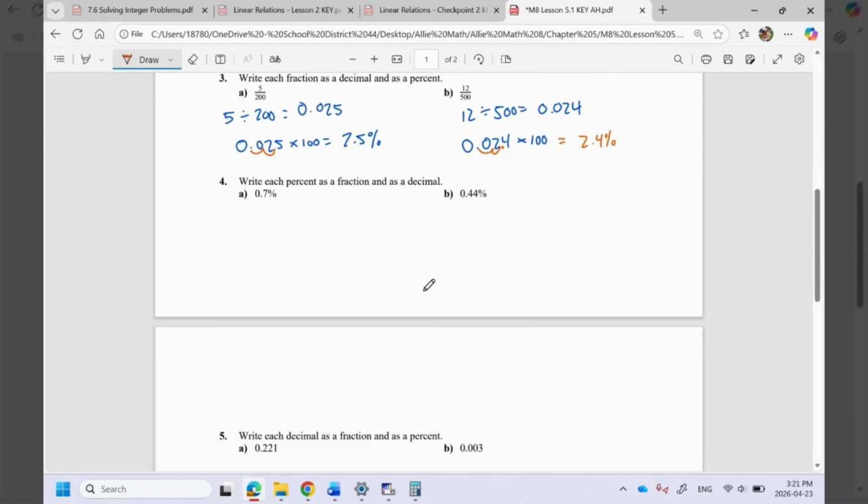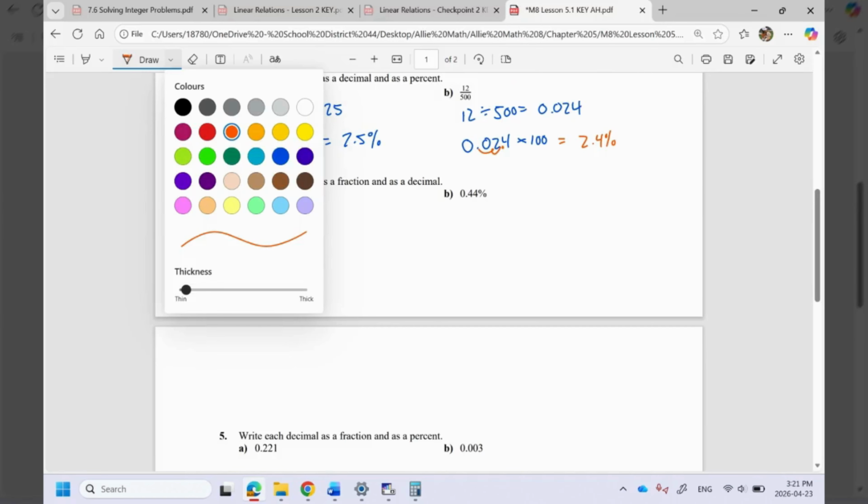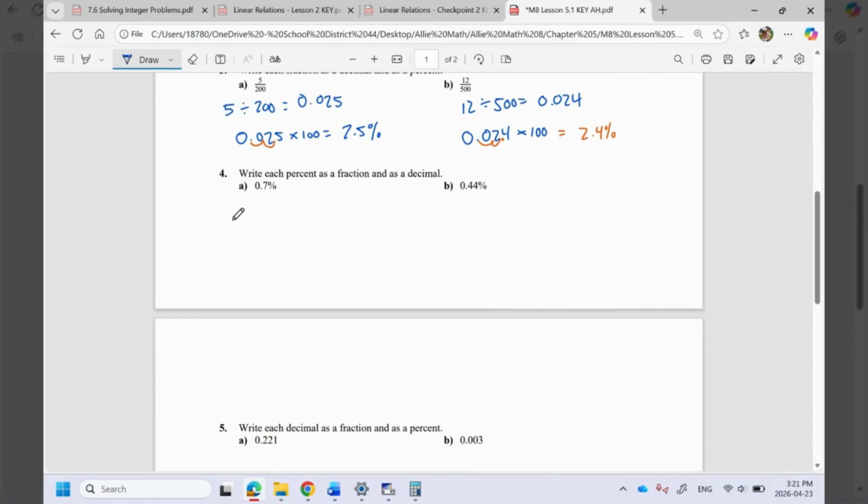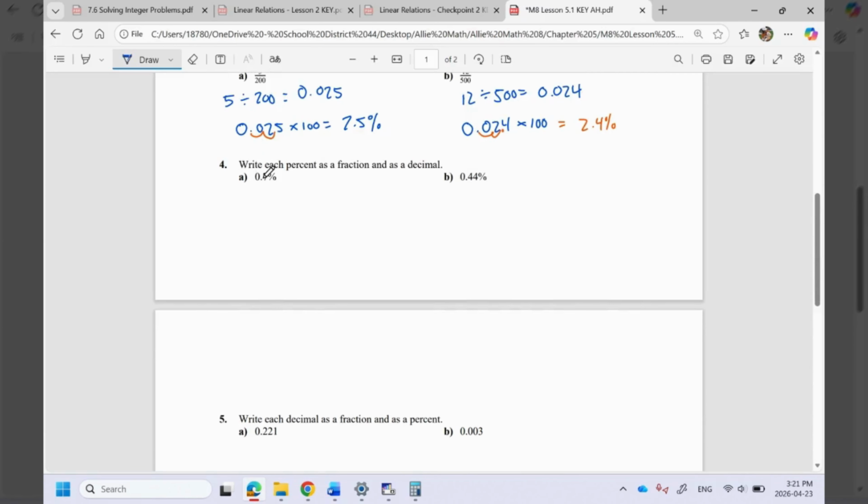Okay, let's do number 4. Write each percent as a fraction and as a decimal. These ones we have to be careful with. Notice where the decimal is. This is 0.7%. This is less than even 1%. This is a very small percentage. Sometimes I notice we can be tempted to call this like 7 out of 10, but that's 70%, and this is just 0.7%, a very small amount.